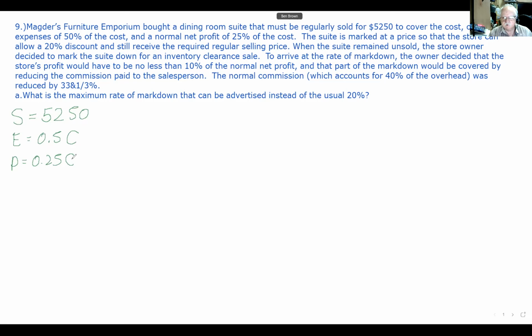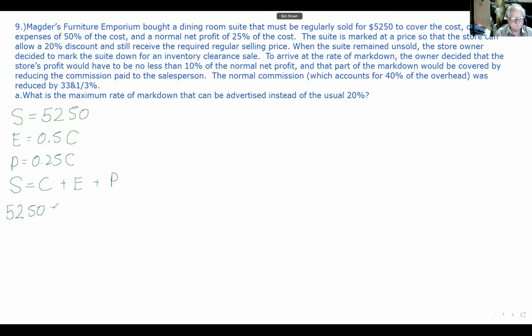The normal commission, which accounts for 40% of the overhead, was reduced by 1/3, or 33 1/3%. So let's figure out what we can do with all this information. As we know the selling price, and we know something about expenses and something about profit, we can still go back to this equation, S equals C plus E plus P, but we're going to be solving it for C because we know the selling price.